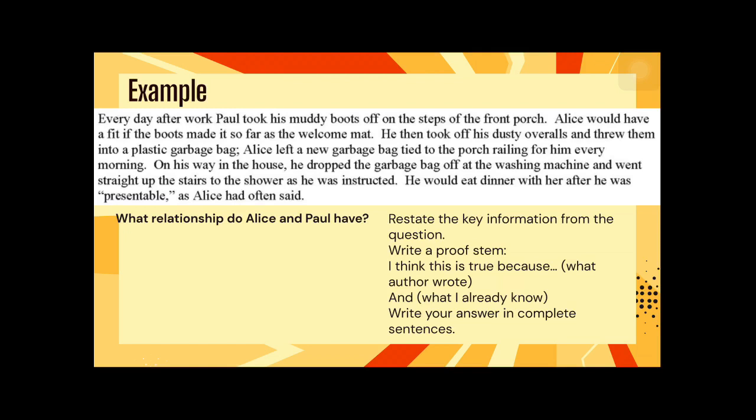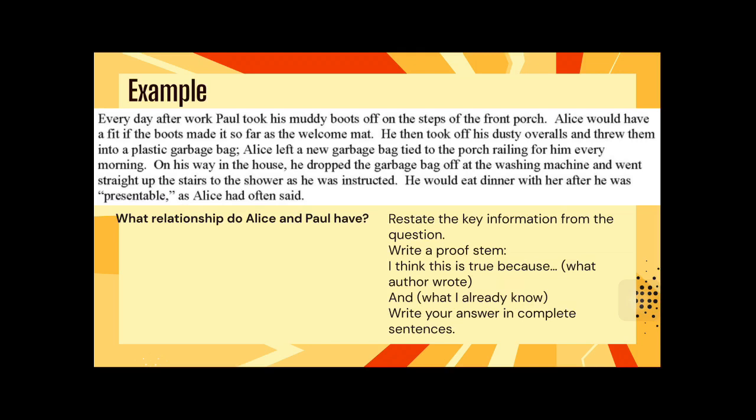So our proof stem is why we think that's true. I think this is true because, what did the author write? Well, the author wrote that Alice was asking Paul to keep the house clean in certain ways, like she was asking him to keep his muddy clothes out of the house. Okay, and what do I already know? Well, married couples tend to work together to keep the house clean. These two seem like they're acting like they're married. And I need to make sure that my answer is in complete sentences.